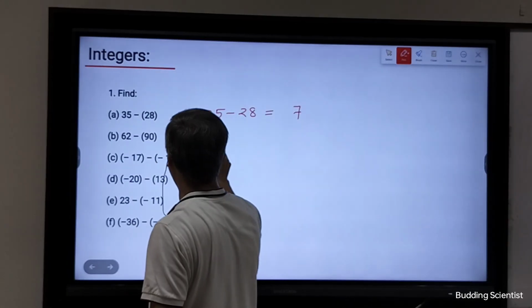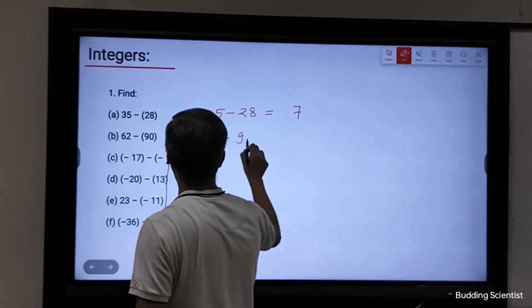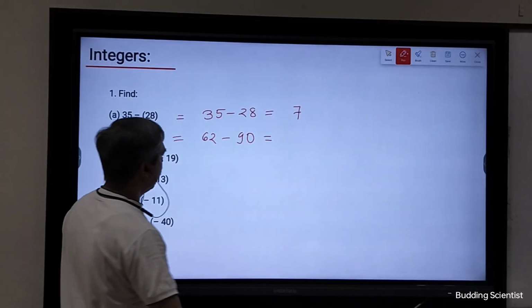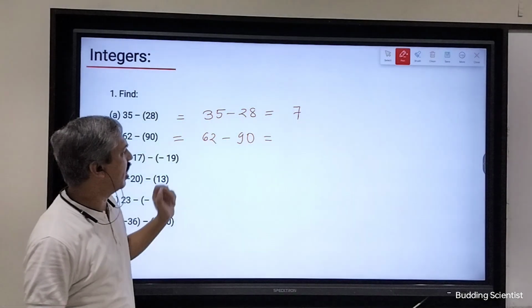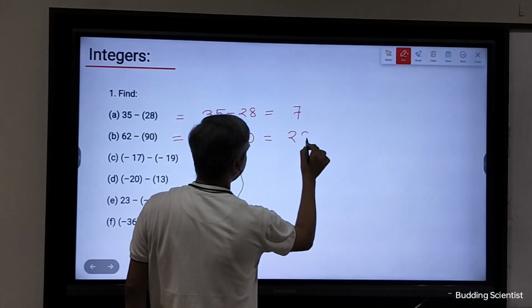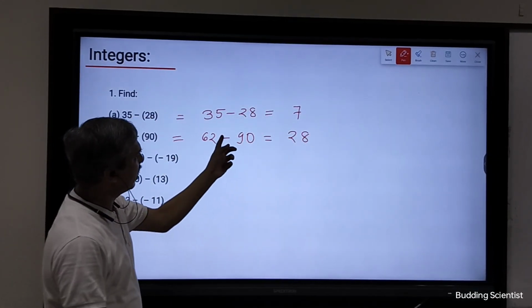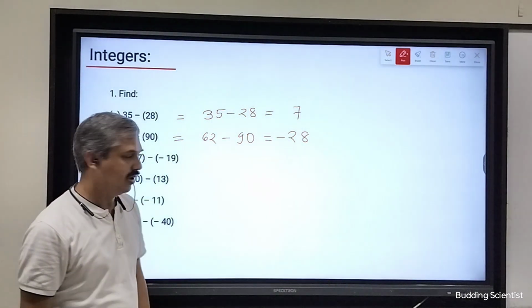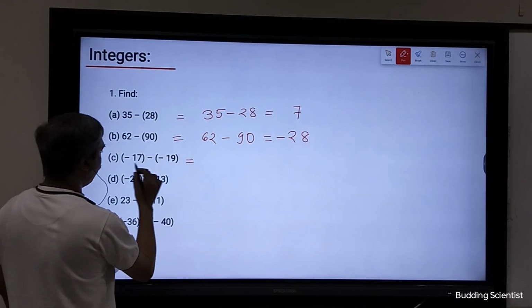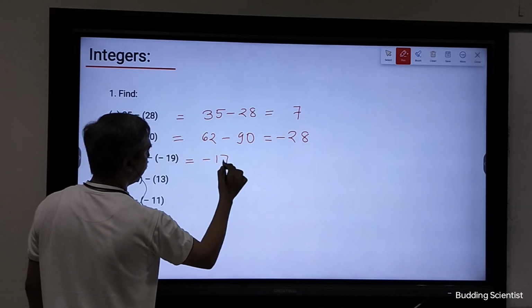This is equal to 62 minus 90. The bigger number is 90. So from 90 subtract 62. The answer is 28. And the answer shall have the sign of the bigger number. So the answer is minus 28. Here this is equal to minus 17.